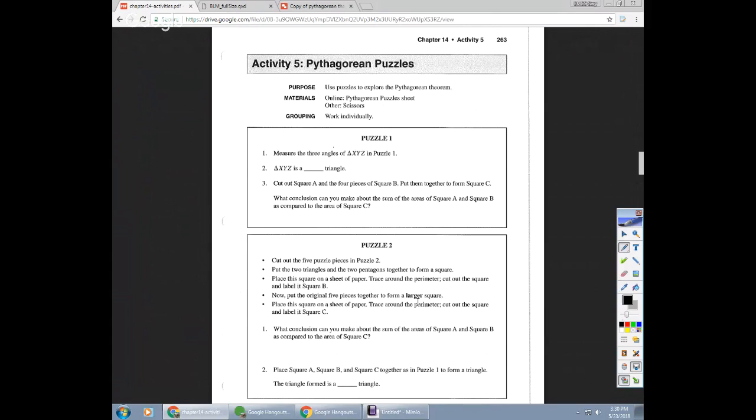So for puzzle 1, it says cut out square A and the 4 pieces of B, and put them together to try and build square C. So it's kind of another picture proof of the Pythagorean theorem. This is a pretty cute one too. What's that? Isn't cute hard? That was my old instructor. For me, cute just means fun and awesome. Beautiful.